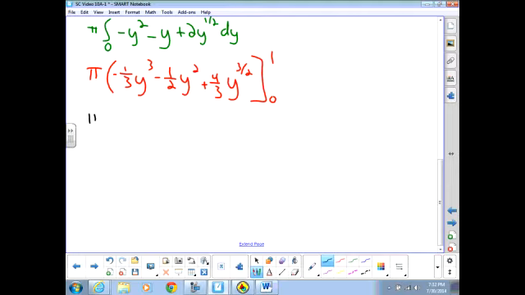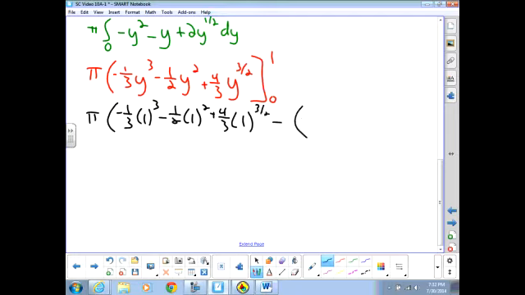So we'll have pi. We'll put in our 1. We'll get negative 1/3 times 1 cubed minus 1/2 times 1 squared plus 4/3 times 1 to the 3/2 minus the whole thing. Each of those, when you put in 0, they do wipe out. So we'll end up with pi times negative 1/3 minus 1/2 plus 4/3.